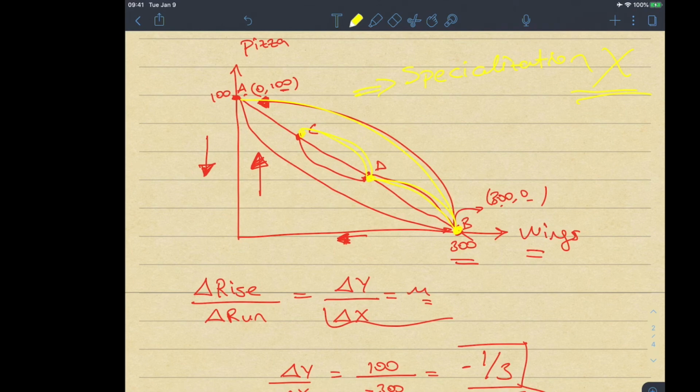Specialization means that some of our resources are specialized in producing one good or the other. For example, in a realistic country, we have some Italian chefs and we have some chefs who are really good at producing kebab. So these chefs are really specialized in producing certain products. But in this simplistic example, when we have a linear production possibilities frontier, we don't have this specialty.